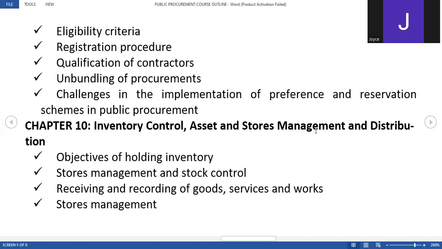Chapter 10, we will be able to talk about inventory control, asset and store management and distribution. So here we will be able to understand the reasons as to why organizations hold inventory. Even though inventory is considered a waste, most organizations hold inventory. Then we have stores management and stock control, and also we have receiving and recording of goods, services, and works. We shall also talk about that and stores management.